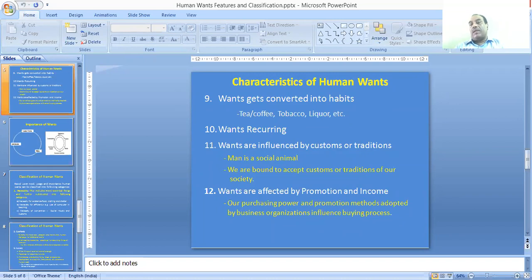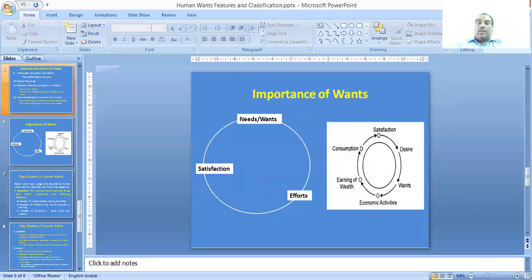So wants are very important, because unless we have needs and wants, we will not make any effort. To satisfy our needs and wants, we have this problem. Here is the crux. This is the key point, the trigger point. To satisfy our needs and wants, we need efforts. You must remember that the ultimate objective of life is to get satisfaction.